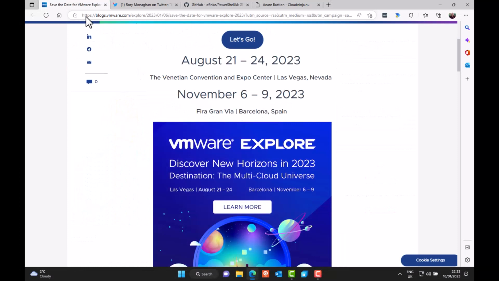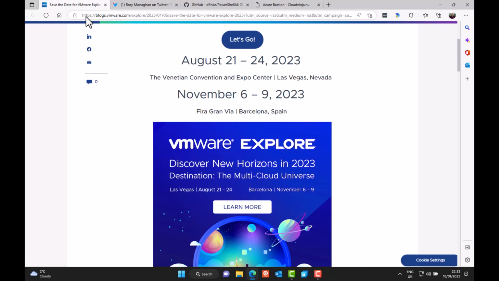To wrap up the news this week, it has been made official by VMware that the 2 VMware Explore conferences for 2023 will be taking place from August 21st to 24th in the Venetian Convention and Expo Center in Las Vegas, Nevada, for those in the US, and November 6th through 9th in the Fira Gran Via in Barcelona, Spain. So if you're interested in going to those, save those dates, because that's when those conferences will take place.